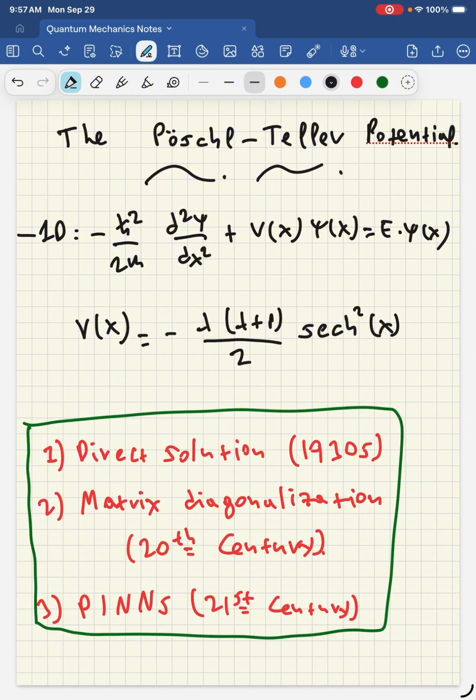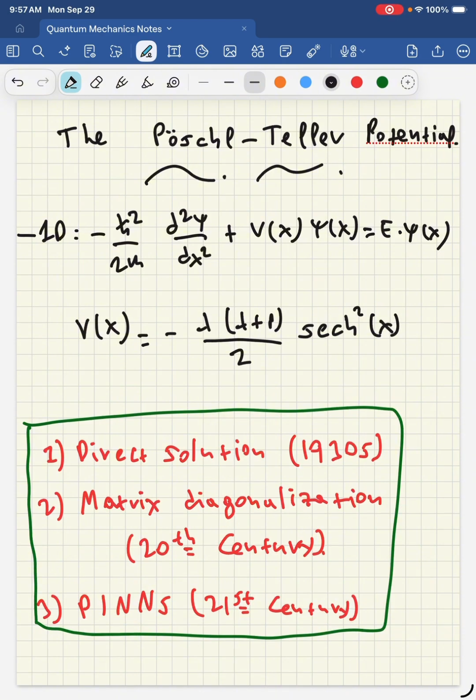We will find the direct solution, and in the parentheses I wrote 1930s because this is when this potential was introduced by Poschl and Teller back in the day. This potential was introduced to describe, as far as I know, molecular vibrations. But we won't talk about that. We will focus on solving the equation itself.